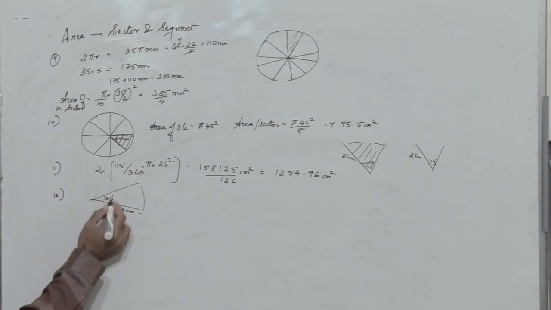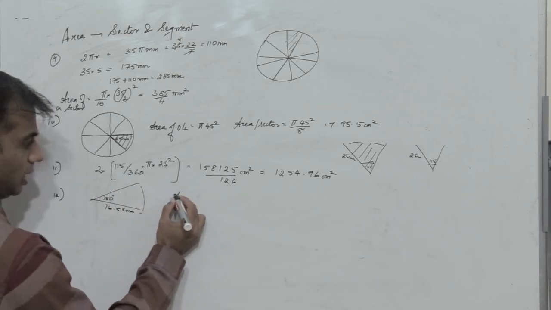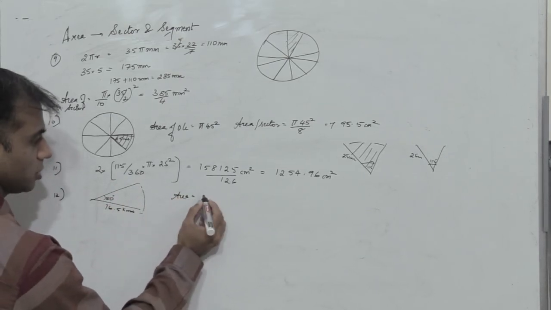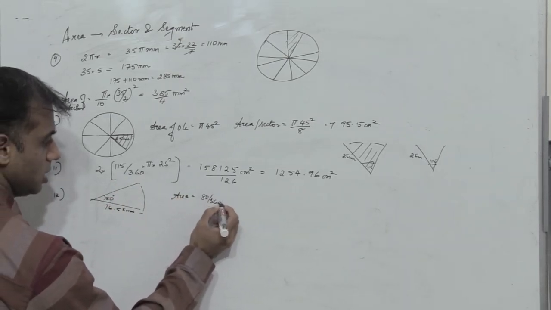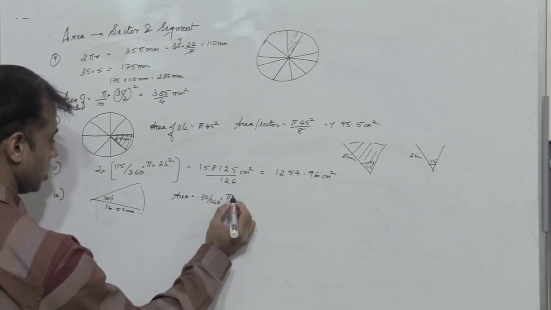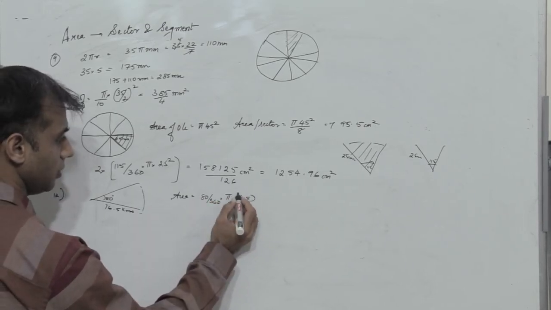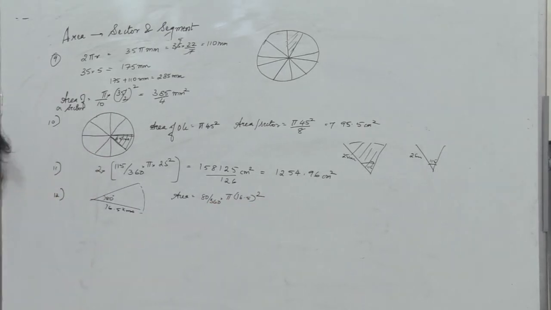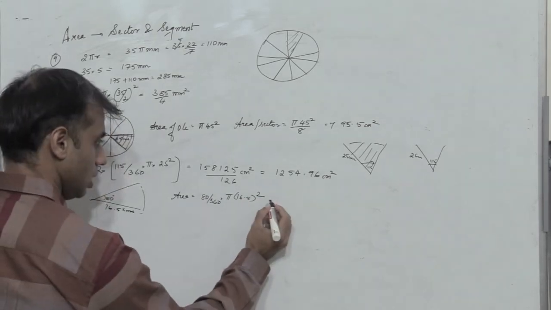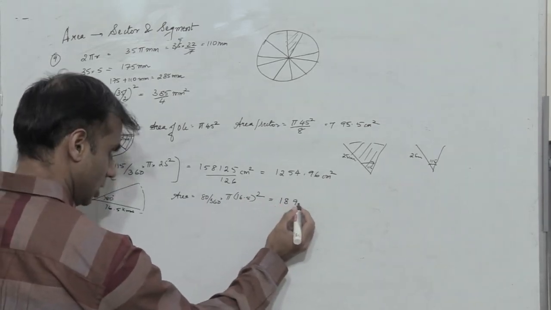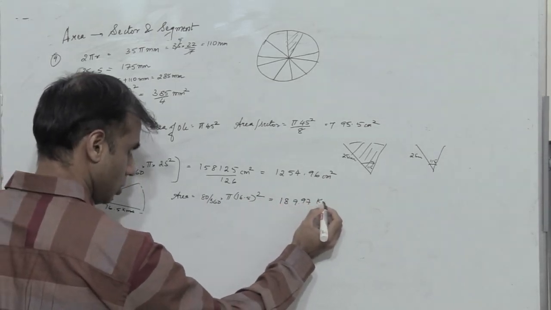So to find the area of this entire sector, we have the area of the entire sector is 80 by 360 into pi r square, which is 16.5 the whole square. So we get the total area is 189.97 kilometer square.